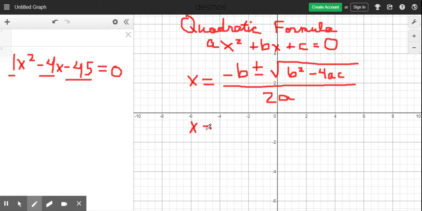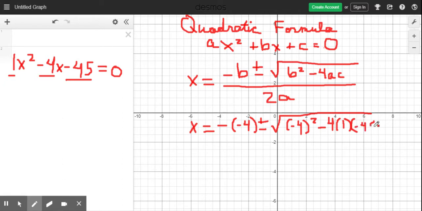So we've got x equals -4 plus or minus the square root of -4 squared minus 4 times 1 times -45, all over 2 times 1.